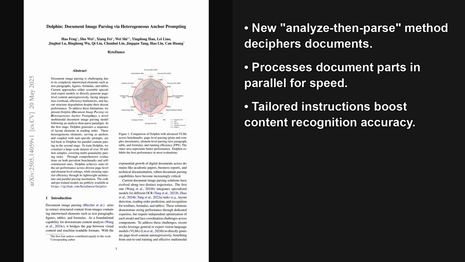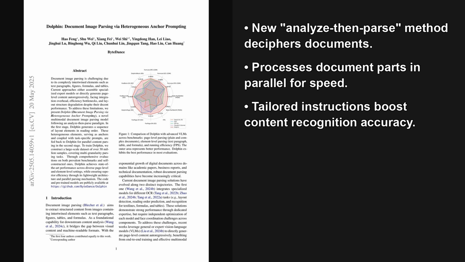I am Alex. Today, from the Papers with Code trending list, we're looking at Dolphin: document image parsing via heterogeneous anchor prompting, a fresh paper from May 20th, 2025. So it's all about document image parsing. That's teaching AI to understand complex documents with text, figures, and tables.